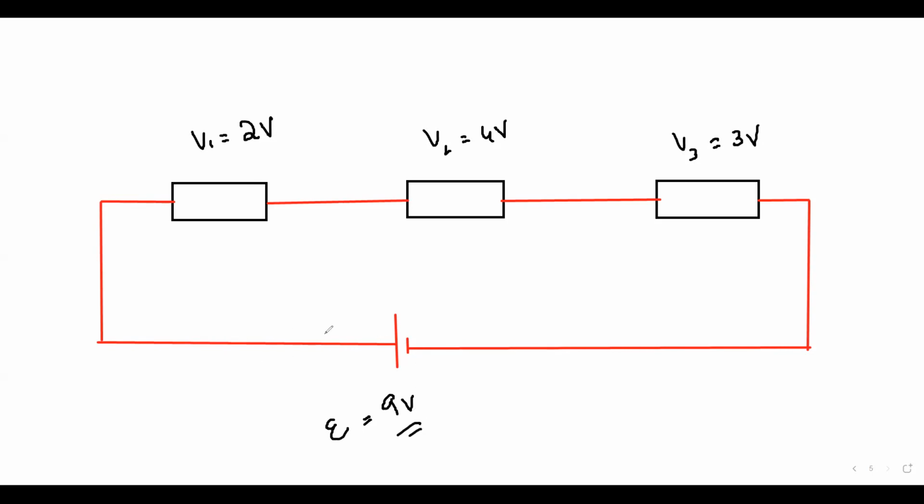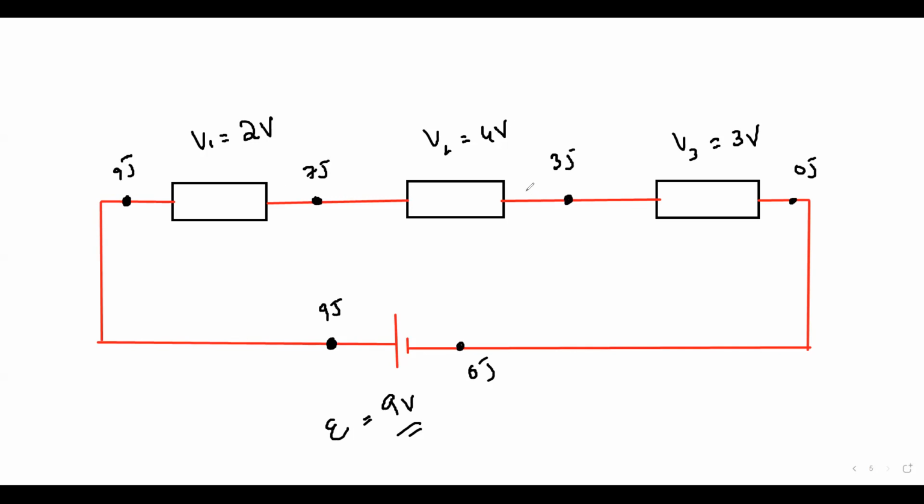So what happened? An EMF of 9 volts means each charge carries 9 joules. Before it is 9, and once it passes through the first component it is now having 7. So how much energy is transferred? 2. Then before entering it is 7, and now it is 3. So how much energy is transferred? 4. And before entering it is 3, and after that it is having 0. So how much energy is transferred? 3. So basically, when the charges pass through the components, they transfer their energy.